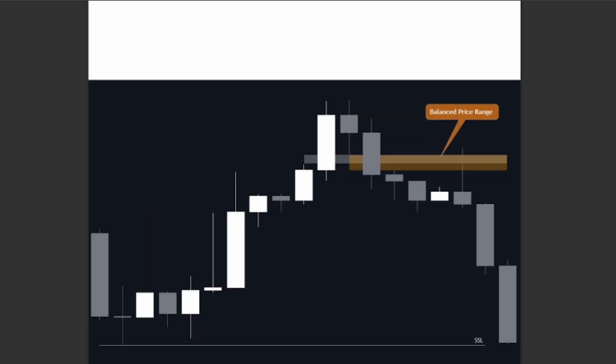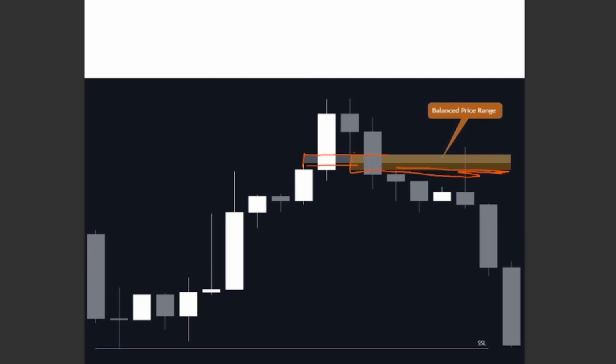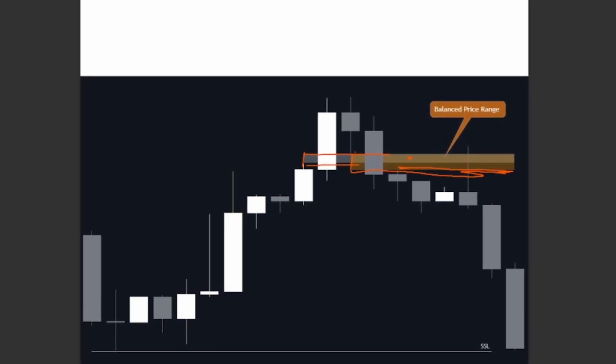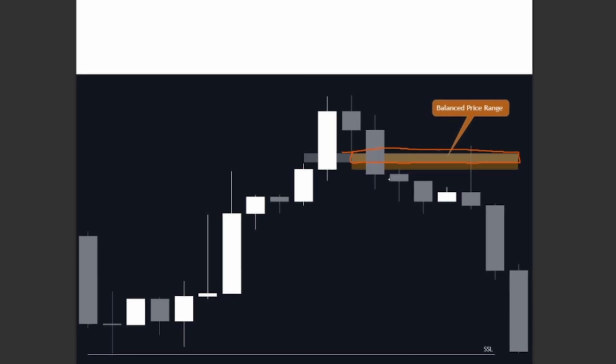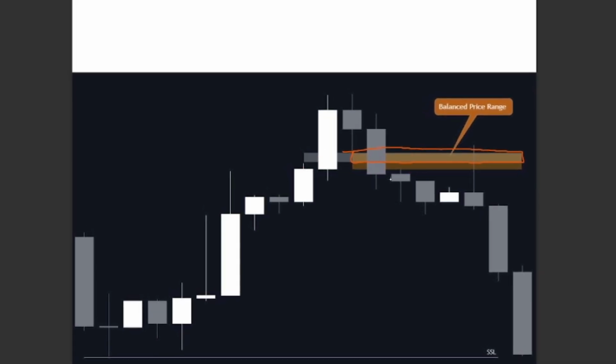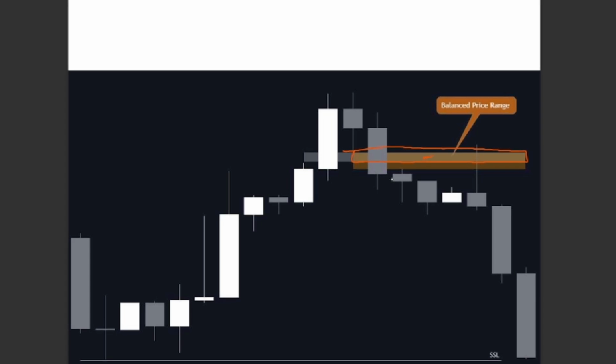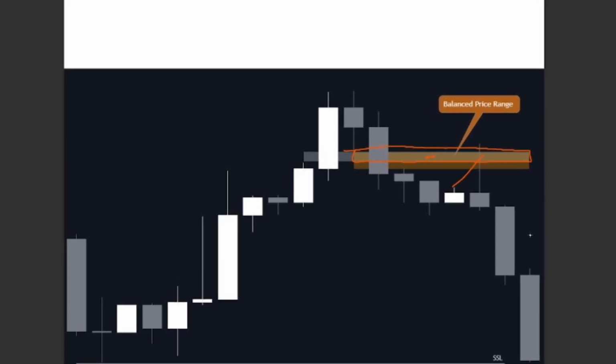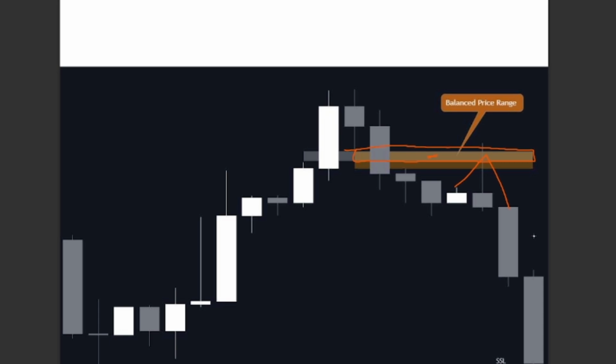So here you can see we have BISI marked in gray, you can extend these lines, and we have SIBI marked in the dark orange. You can see here this whole area is SIBI. Now the overlap of these two fair value gaps, that is the light orange, created a balanced price range, and price wicked into it before taking an actual direction.